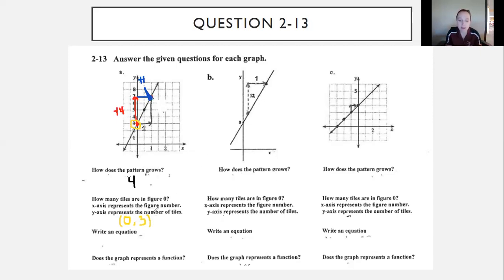All right, now it says write the equation. So my equation is y equals, my growth goes next to my x, so 4 times x, now plus my starting point, plus 3. Now this one says, does the graph represent a function? And remember that challenge question? Are all lines functions? And we found out every single line is a function except for the vertical line. So this is not a vertical line. So yes, it is a function.